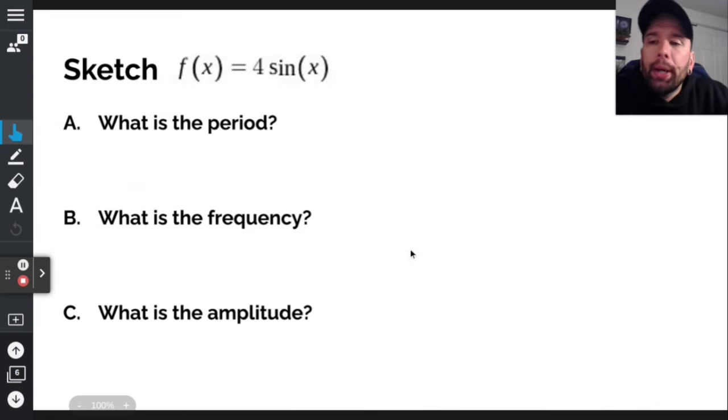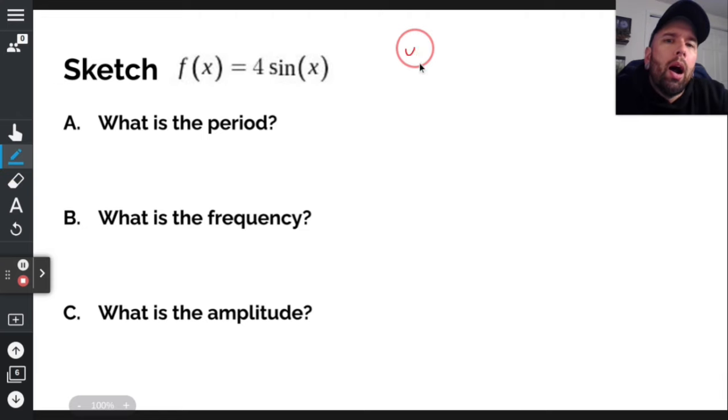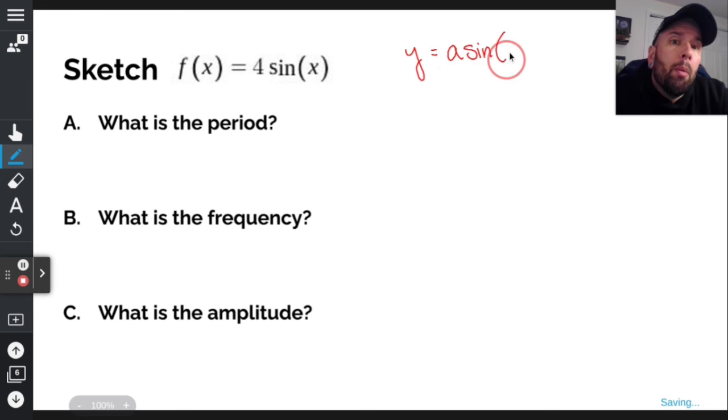So let's get started. This is basically for sine x. I'm going to sketch this knowing what I know. Maybe what I could do is answer the questions first. That might be helpful. If I was comparing this to y equals a sine of parentheses b x minus c, I'm wasting a whole lot of time because I don't have a minus c, I don't have a b, and I don't have a d.